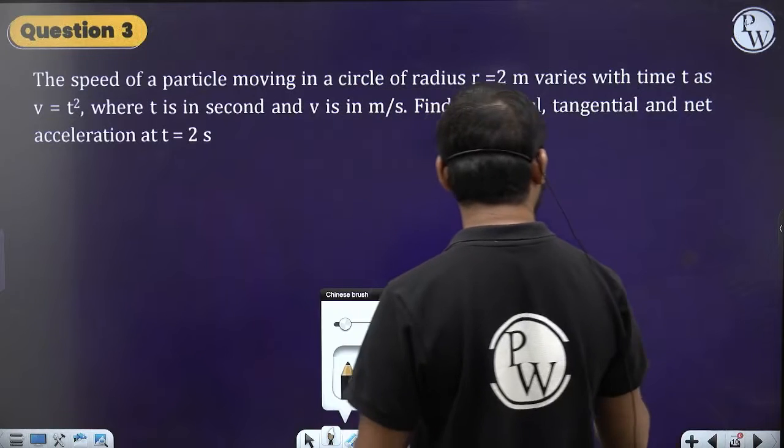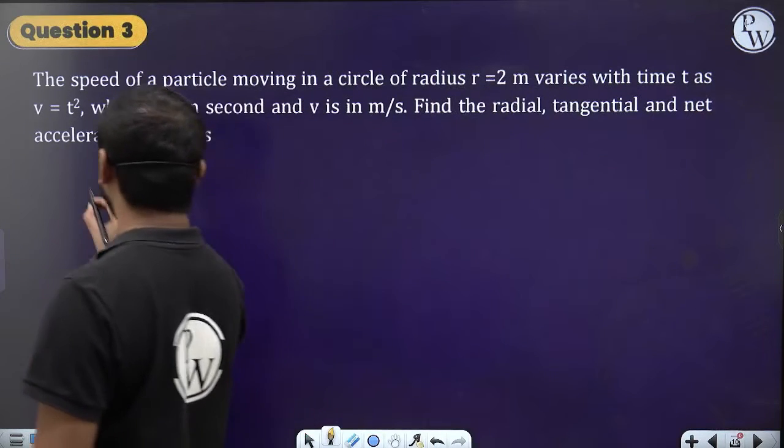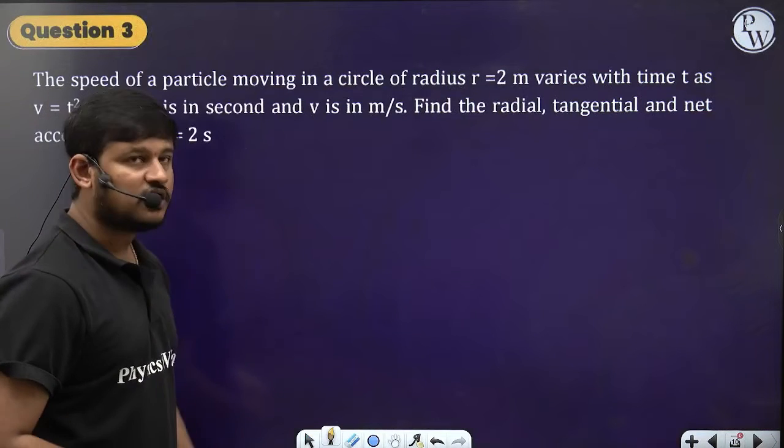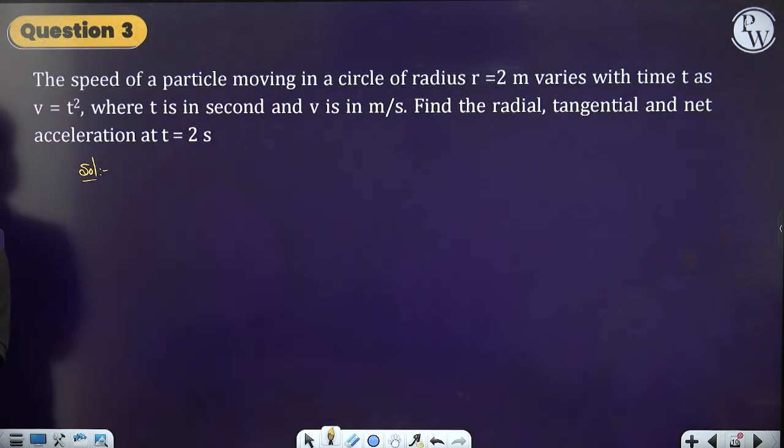Chalo. So let's take the next question. Try this question on your own. I'll just stand aside. Just understand the given information.